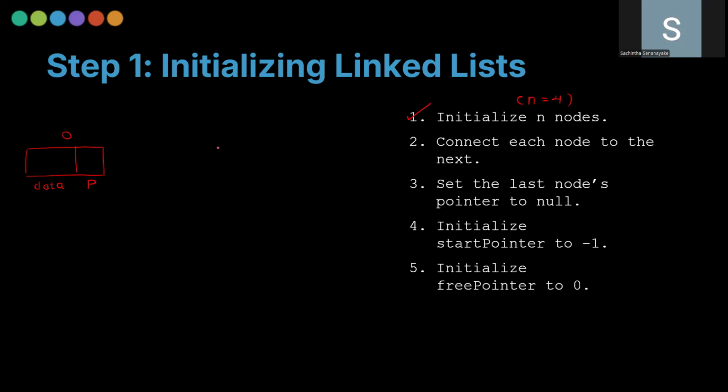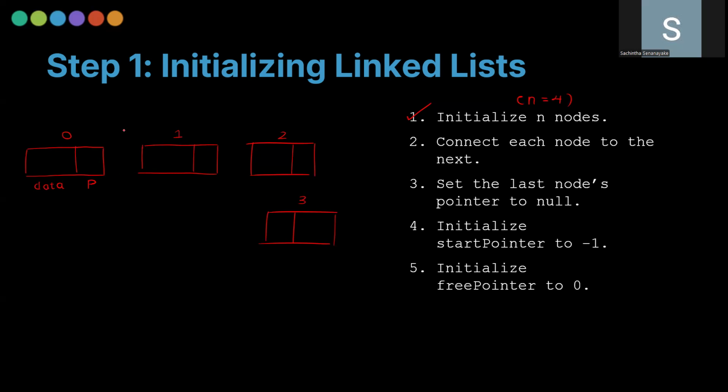And let me actually initialize the remaining nodes as well. This next node might be at index 1, where it might have some data and a pointer. The next node after that might be at index 2 with some data and a pointer. And the node after that might be at index 3, right?